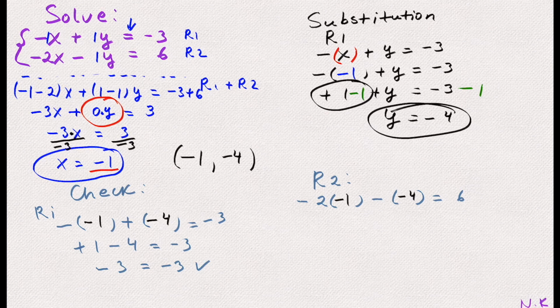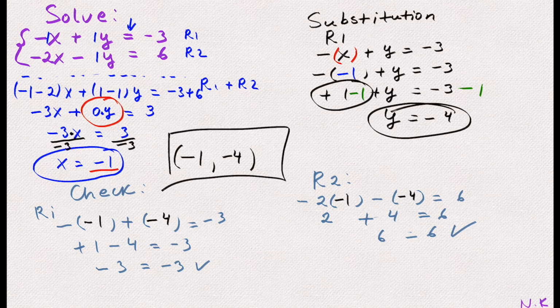So now we have negative 2 times negative 1, positive 2, negative times negative 4 plus 4 equals 6. And 2 plus 4 is 6, equals 6. This is a true statement. So negative 1, negative 4 is our solution.